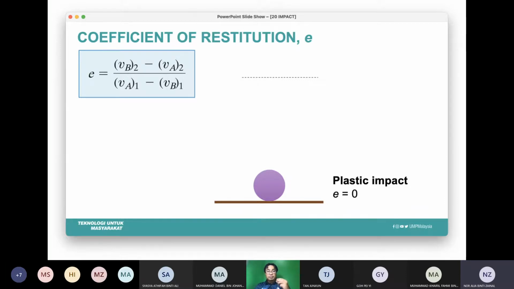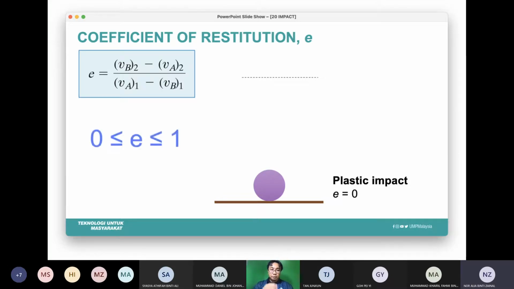VA2 is the velocity of the ball after dia impact. So bila dia jatuh bawah dan dia tak naik-naik, so VA2 ni sama dengan kosong jugalah. So kosong divided by VA1, which is, let's say dia drop tadi dengan maybe 2 meter per second. So you will still get E equals to 0. So this is what is called as plastic impact. Plastic impact ini dia jatuh dan dia tak naik kembali.